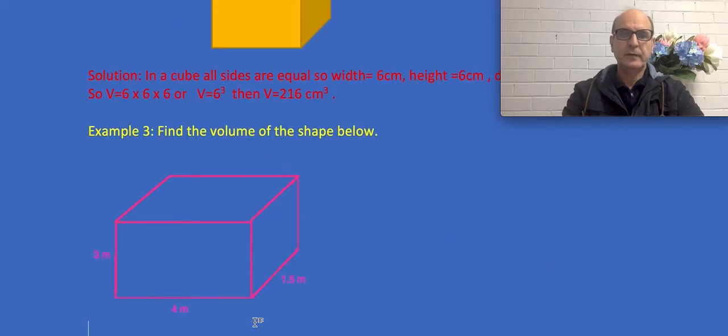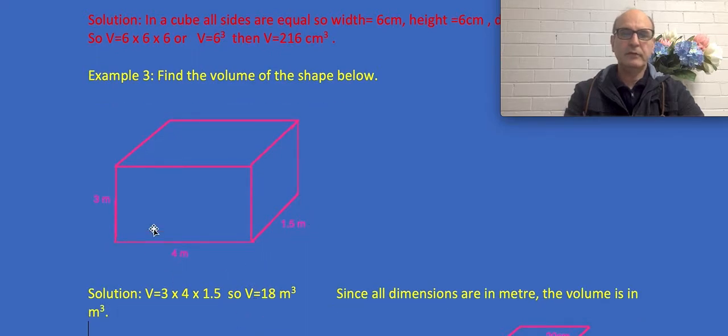Example 3. Find the volume of the shape below. Again, not a big dilemma. You have here 4 for your width, 1.5 for your depth, and 3 for your height. Times all of them together, 3 times 4 times 1.5, and you put that in your calculator, you get 18. This time around, however, they are not in centimeters, they are in meters. All are meters, so the answer will be in cubic meters.